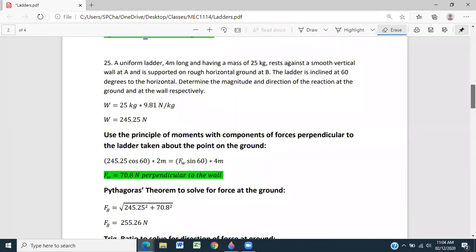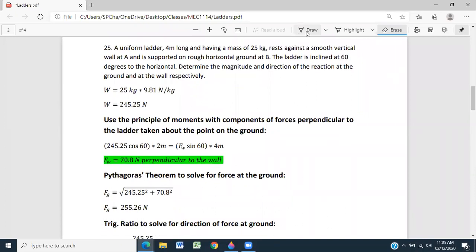So here I have number 25. Let me just give a brief explanation and I'll let you guys work it and tell me if you find any difficulties, right? A uniform ladder, uniform, right? A uniform ladder 4 meters long and having a mass of 25 kgs rests against a smooth vertical wall at A and is supported on rough horizontal ground at B. The ladder is inclined at 60 degrees to the horizontal. Determine the magnitude and direction of the reactions at the ground and wall respectively. So same thing we've been doing, they gave us the angle. So exactly like number 24, the only difference is they say uniform ladder, and they say it's 4 meters long, having a mass of 25 kg.